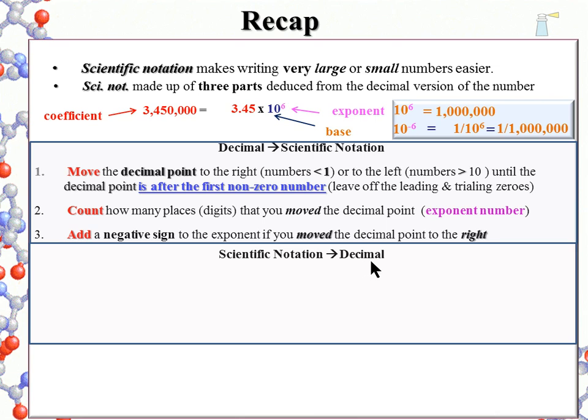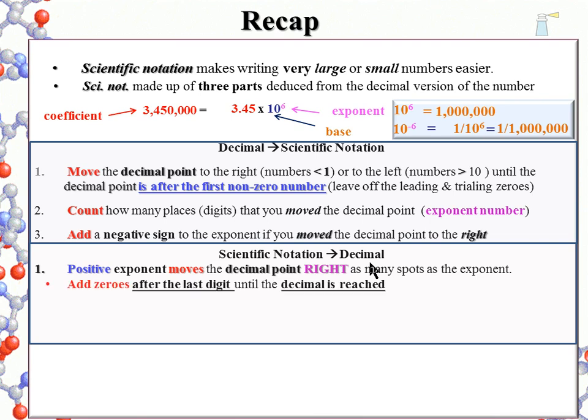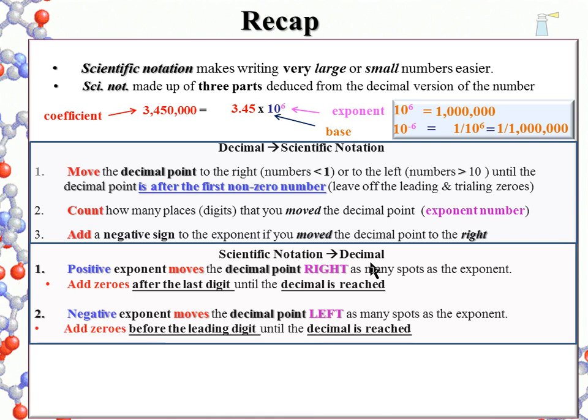Scientific notation to decimal: If the exponent is positive, move the decimal point to the right as many spots as the exponent. Add zeros after the last digit until the decimal is reached. If the exponent is negative, move the decimal point to the left as many spots as the exponent. Add zeros before the leading digit until the decimal is reached.